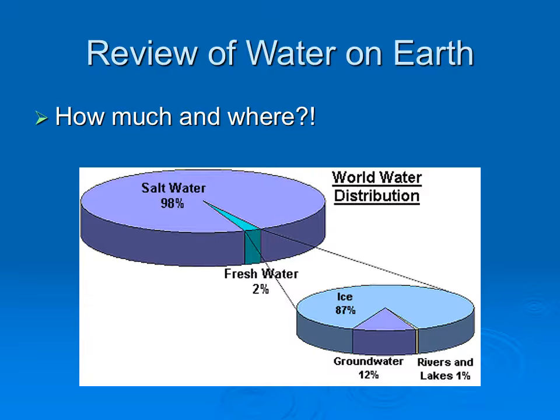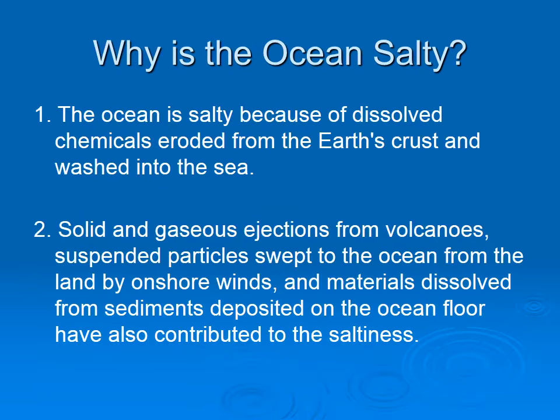So of the 2% of fresh water that is on Earth, 87% of that is locked up in ice caps. So that means it's not usable for us. 12% of it is in groundwater, and about 1% of it is in rivers and lakes. So that's very, very little fresh water available for human consumption. So this lesson is going to focus on the water that is not available for human consumption, the salty water.